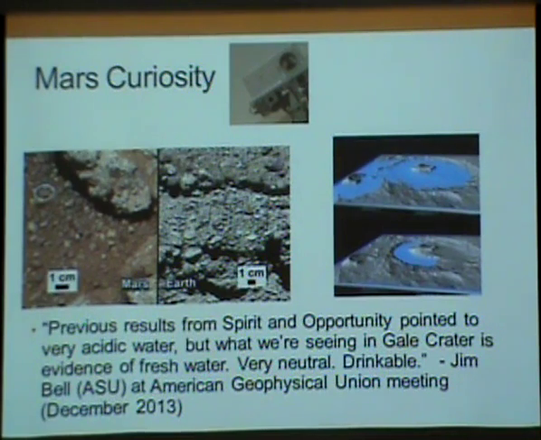So this is Jim Bell from ASU. It was at the AGU meeting in December, American Geophysical Union meeting. It said that results from Spirit and Opportunity, which were the other two rovers that were sent a while ago, one of them is still running, by the way, point to very acidic water, but what we're seeing in Gale Crater is evidence of fresh water, very neutral, very drinkable.